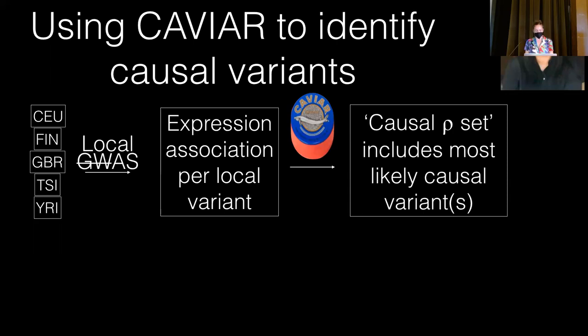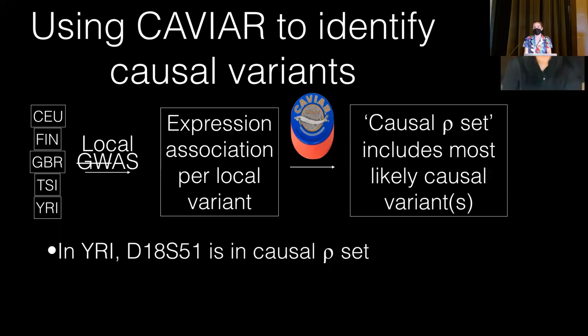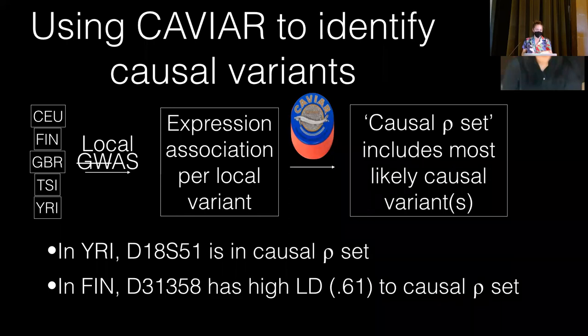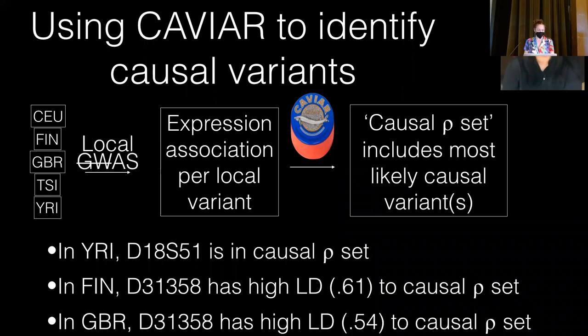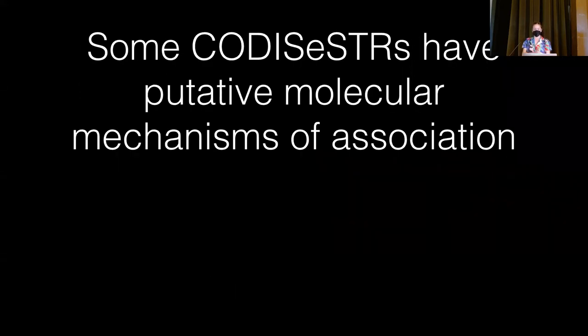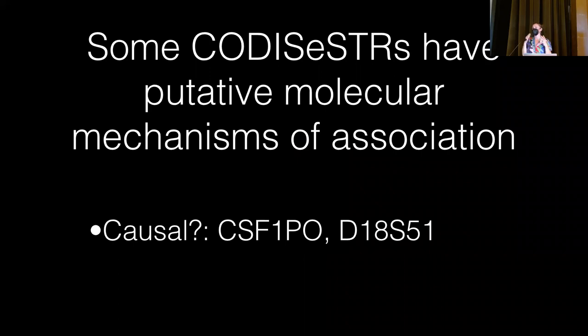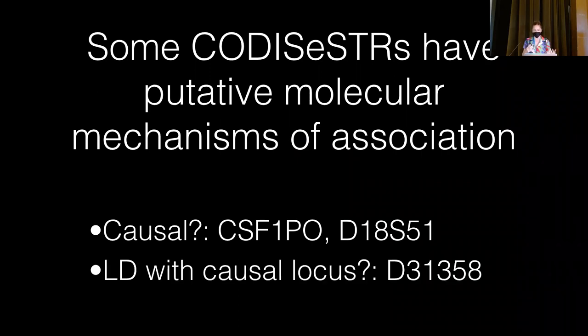So what did she find? Within the Yoruban population, she found that D18, which is one of our CODIS STRs, is actually in the rho causal set. So this is consistent with the hypothesis that it might be impacting expression in that population. She found a slightly different story for D3. In the Finnish population, D3 is not in the rho causal set, but has very high LD with a SNP that is in the rho causal set. She found a similar result in the Great British population as well. So what I learned from these follow-ups is that at least some of the CODIS STRs have putative mechanisms for molecular association. We have potential causation for CSF1PO and D18, and potential LD with a causal locus for D3.